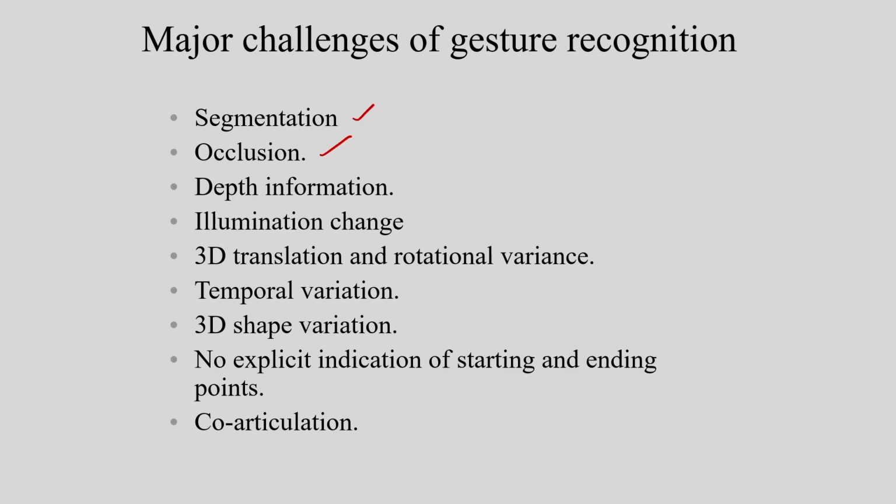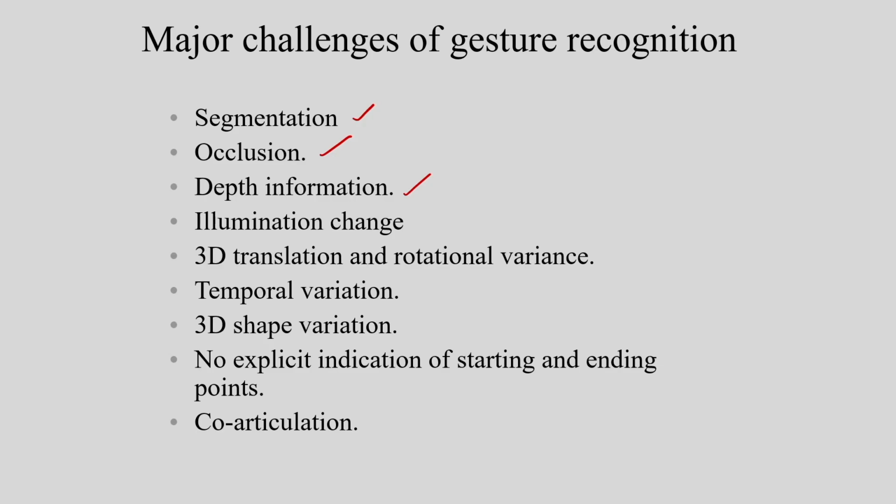And sometimes the depth information is also very important. If I consider only one camera, it is not possible to determine the depth information. But if I consider a stereo vision system, then in this case we have to estimate the depth. With the depth information, the recognition performance increases. So how to determine the depth information is also one important challenge of gesture recognition. And already I have mentioned the illumination changes, because for different illumination I have to do the segmentation of the hand and also the tracking of the hand, and the background may be a cluttered background.